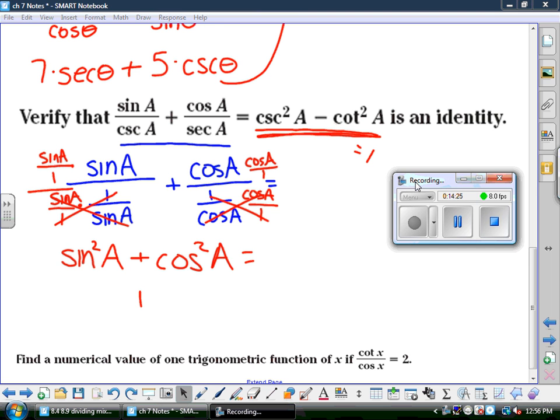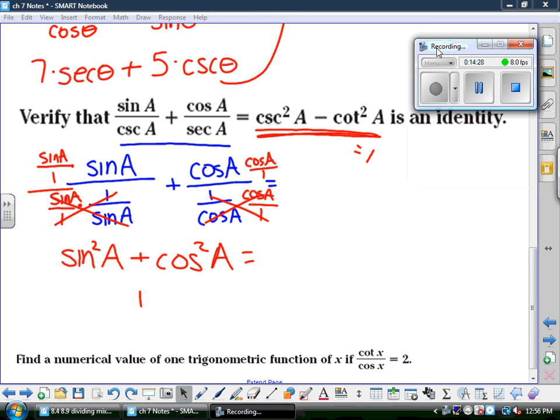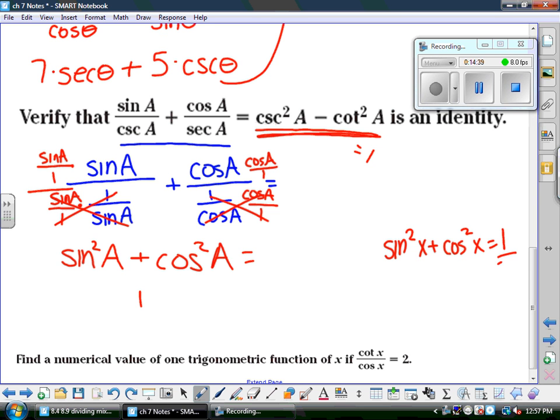This isn't part of my answer. This is just off to the side. I'm going to do sine squared plus cosine squared equals 1, and I'm going to divide everything by sine squared. And I get the other true identity that 1 plus cotangent squared equals cosecant squared.